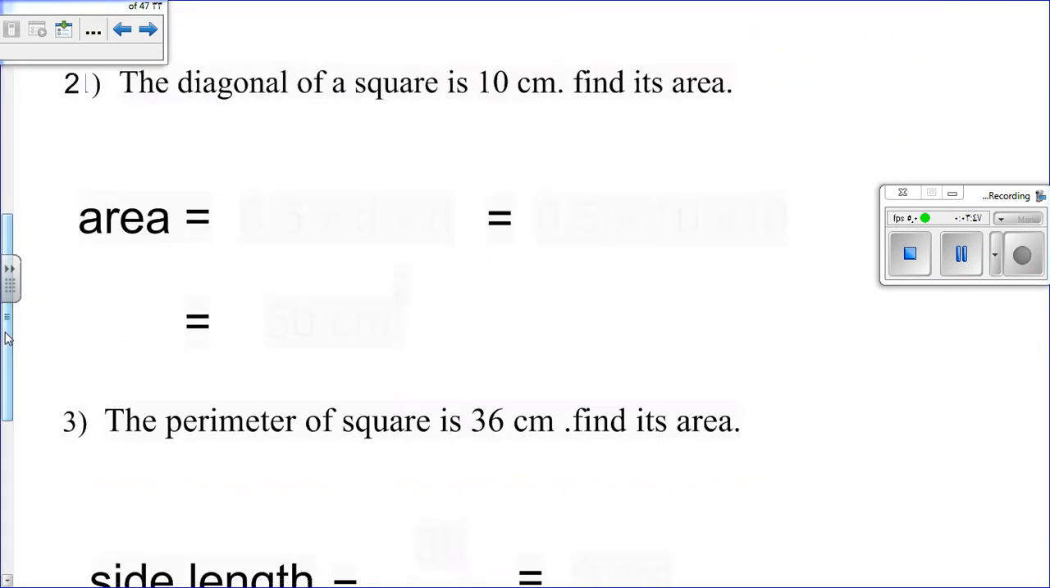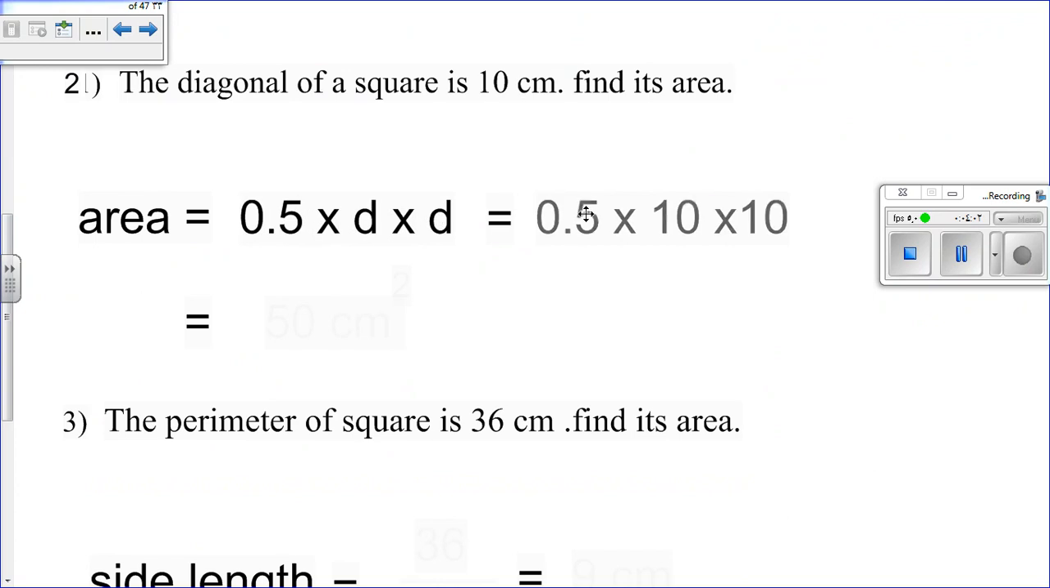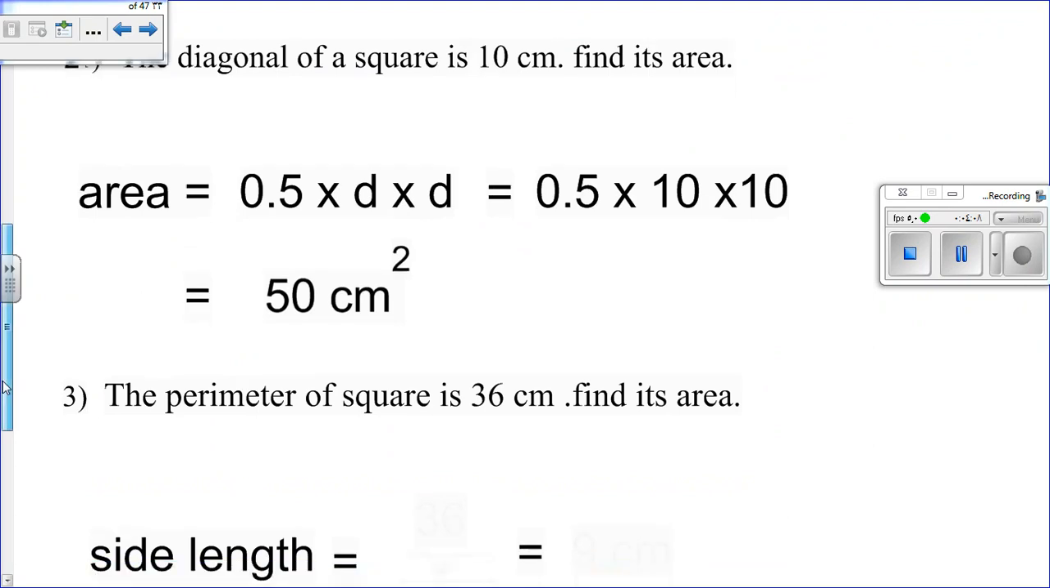Question 2. The diagonal of a square is 10 centimeter. Find its area. I write the rule. Area equals half by diagonal, which is half by 10 by 10. We just solved it a minute ago or less, which is 50 squared centimeter.